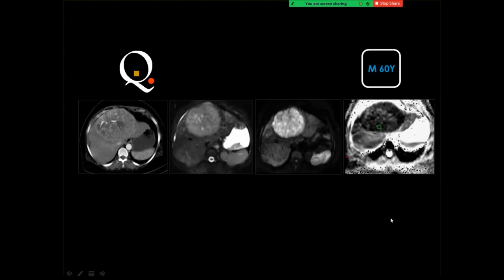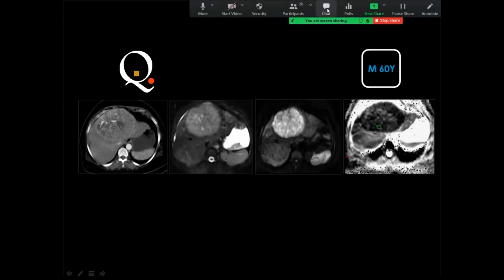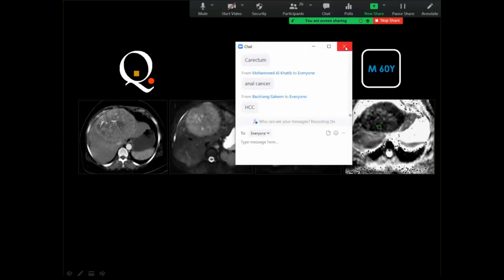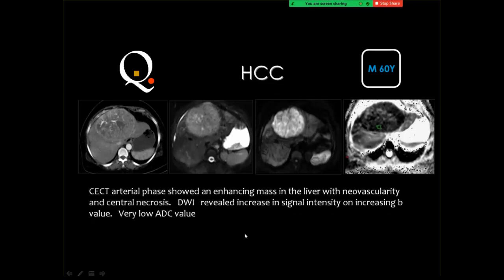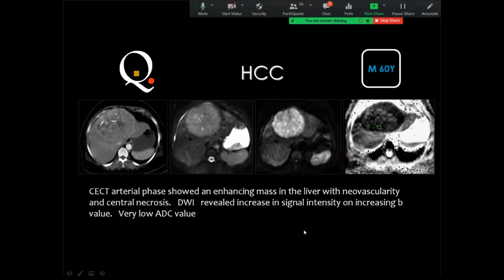This patient is 60 years old with a mass in the liver. This is CT, and this is MRI T2, and this is diffusion, and this is ADC. Yes, this is a straightforward case of hepatocellular carcinoma, the most common solid hepatic tumor in adults, and shows the classic appearance of enhancement and diffusion restriction.